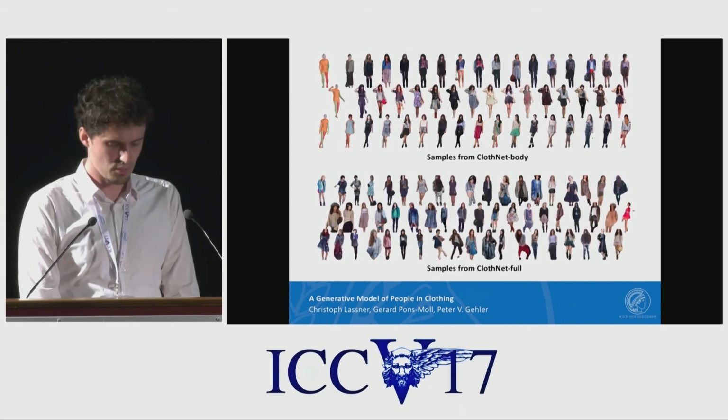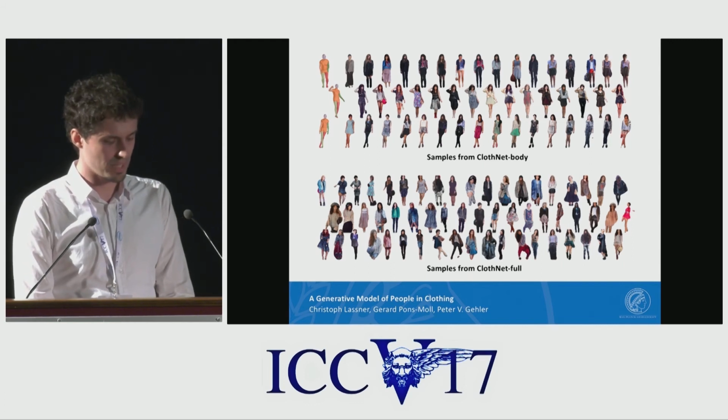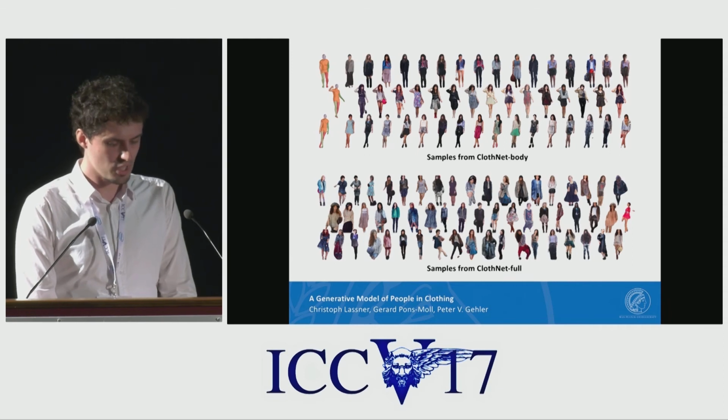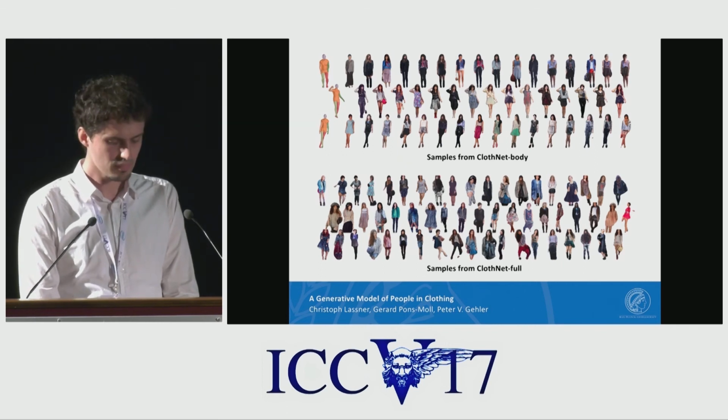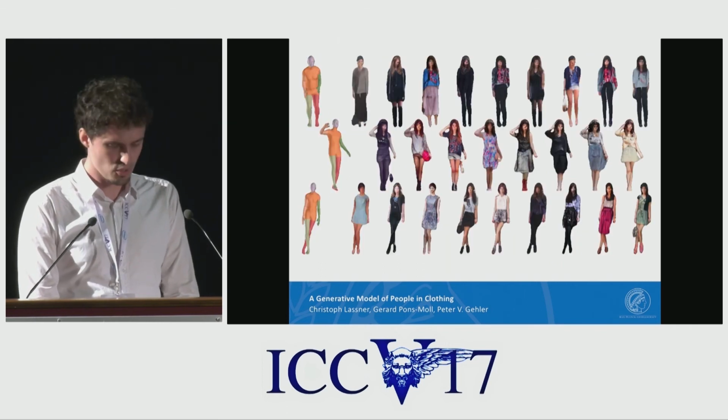Here you can see random samples from both models. These are truly random and not hand-picked. In the upper half of the slide, each row is conditioned on the body shown on the left. In the lower half of the slide, you see results for unconditional sampling. This is a zoom to the top left corner of the conditional part.